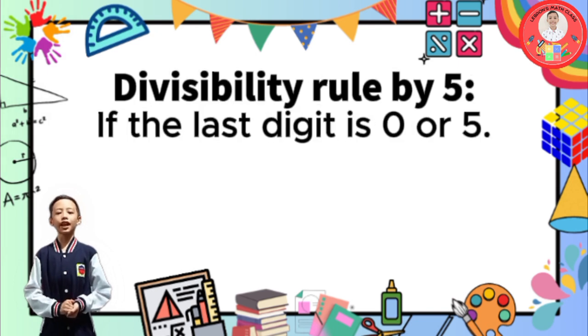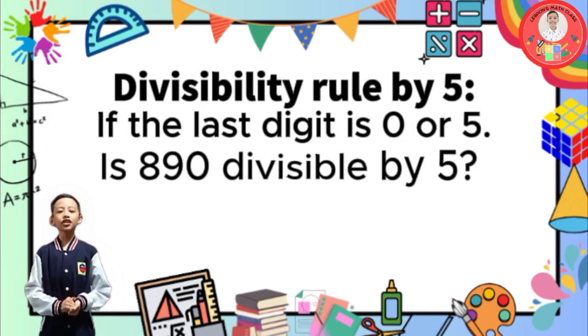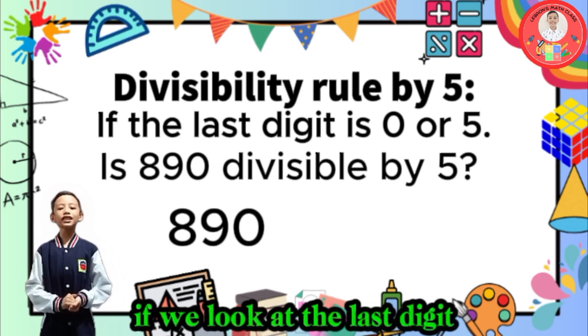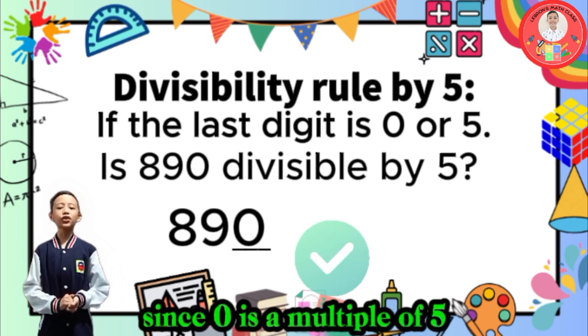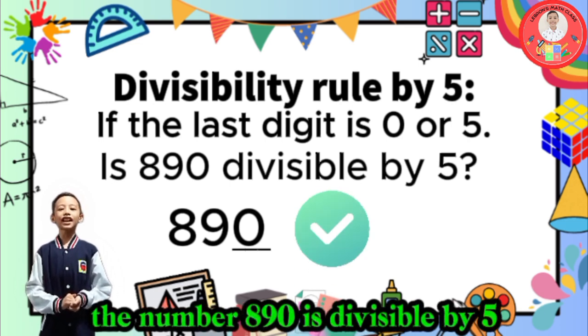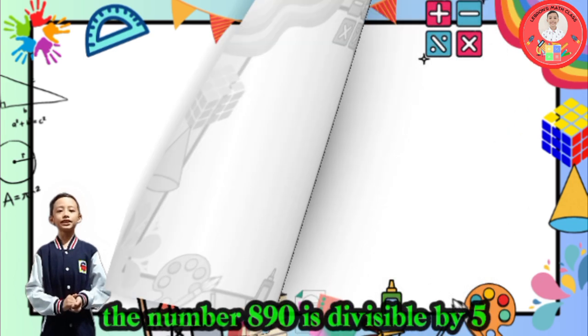Divisibility rule by 5. If the last digit is 0 or 5. Question: Is 890 divisible by 5? If we look at the last digit, we see that it is 0. Since 0 is a multiple of 5, the number 890 is divisible by 5.